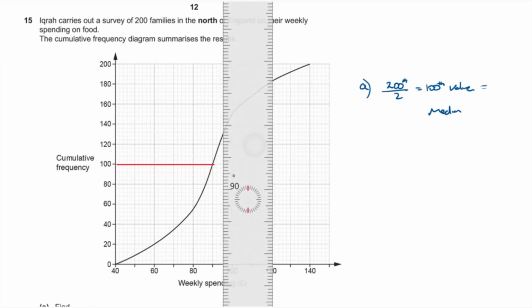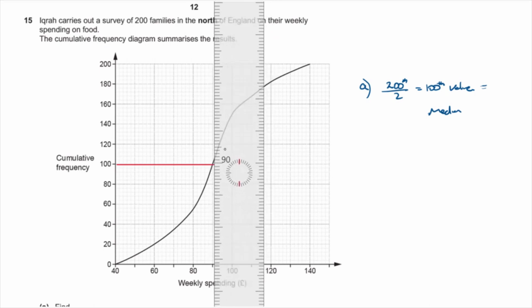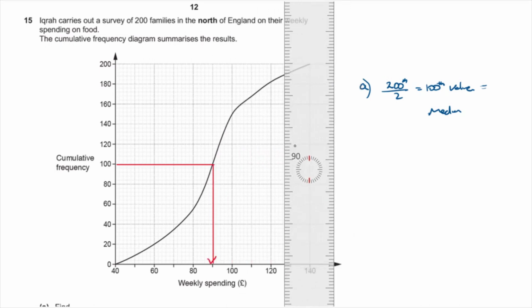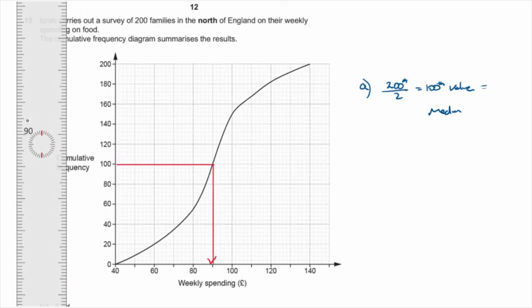Oh, come on, ruler, do 90. There we go. Okay, that's a nice number. It's just landing on 85, I think. No, it isn't. It's 90, sorry. So halfway between 80 and 100, isn't it? So it's 90. So the median is 90 pounds. Okay, so that's 90 pounds.